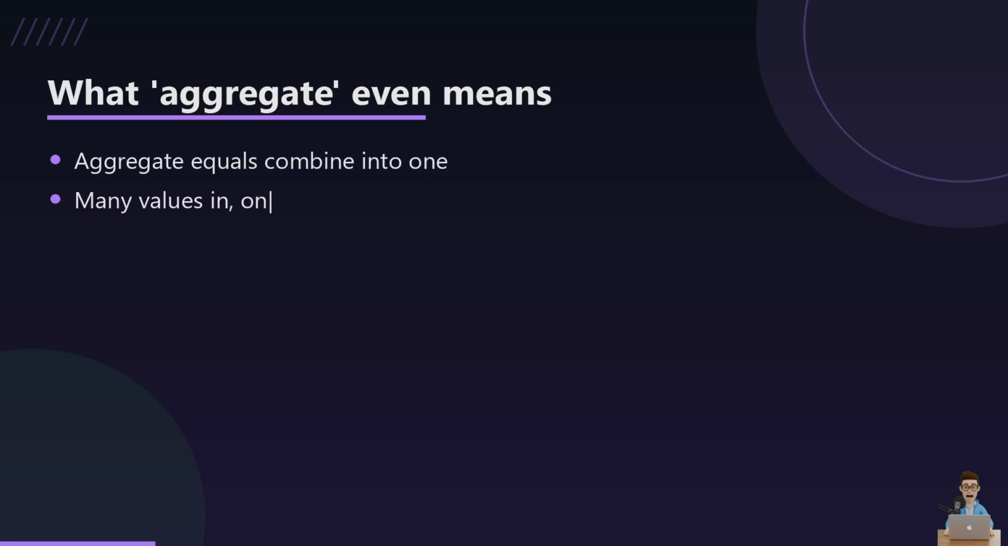Aggregate is a fancy word that just means bunch together into one. Imagine emptying your coin jar and asking how much is in here, instead of naming each coin. So these functions look at a column full of rows and hand you back exactly one number. In short, many go in, one comes out.